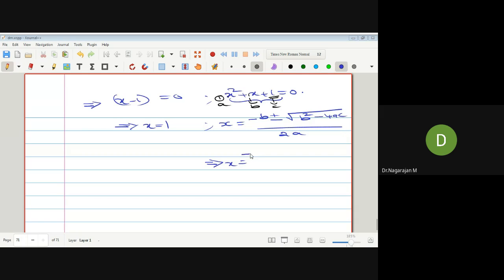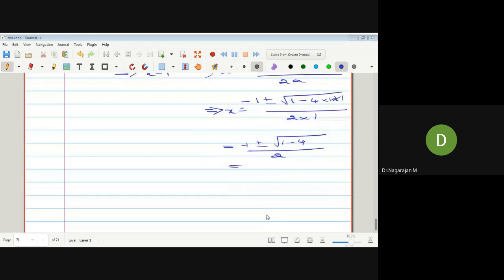Therefore, minus 1 plus or minus root of b squared, 1 squared is 1, minus 4 into 1 into 1, divided by 2 into 1. That is equal to minus 1 plus or minus root of 1 minus 4, divided by 2 into 1 is 2. That is equal to, what is the result? Minus 1 plus or minus root of minus 3, by 2.